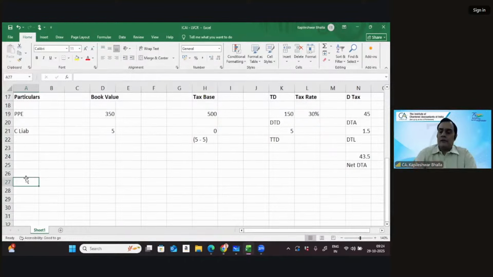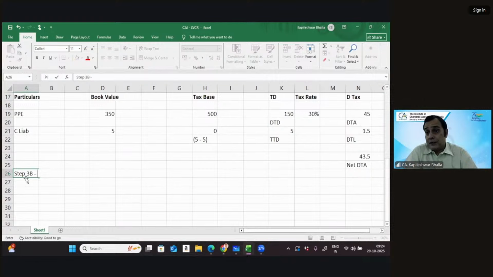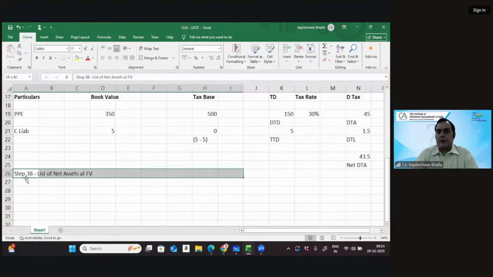Okay, now let's go to the next step. That is step number 3B. As you go step by step, your focus remains very clear. You're able to relate the data very well. So this is now going to be a list of net assets. We're going to make a list of net assets at fair value. So let's take the net assets at fair value, step number 3B.